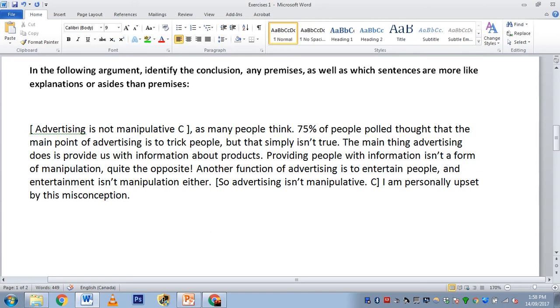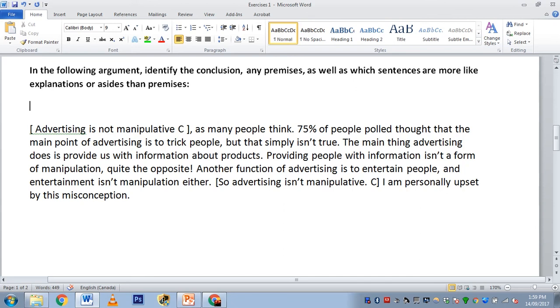So this is kind of like a two-part inference. The main point of advertising is to provide information. Providing information is not manipulation. Therefore, advertising is not manipulation, right? So those two things are both premises. Another function of advertising is to entertain people, and entertainment isn't manipulation either. So advertising isn't manipulative. I am personally upset by this misconception. I would say that last thing isn't a premise either, right? Just saying that you're mad about it is not a reason to believe that you're correct, right?